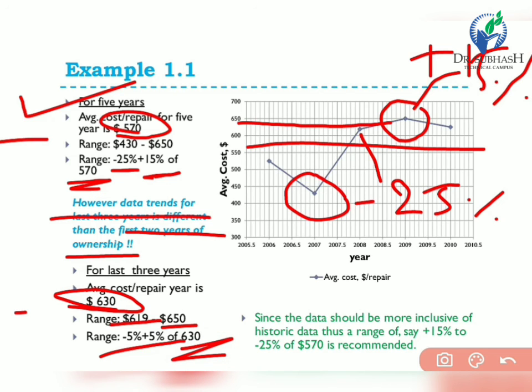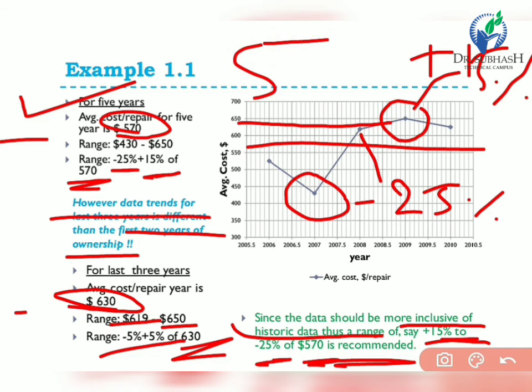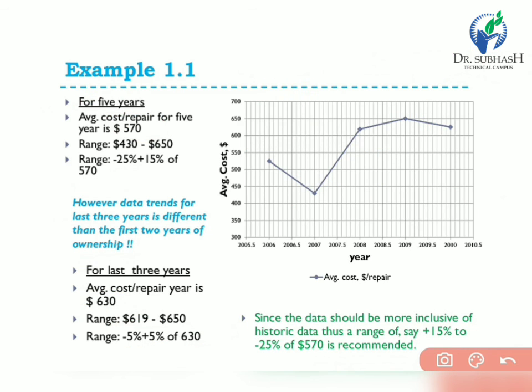So from this data we learn that the data should be more inclusive of historical data, thus a range of minus 15 to minus 25 percent of 570 is recommended. It means we have more data in 5 years. So from that data we make a decision regarding the future cost or repair cost of the car. So it's the end of this video. Thank you.